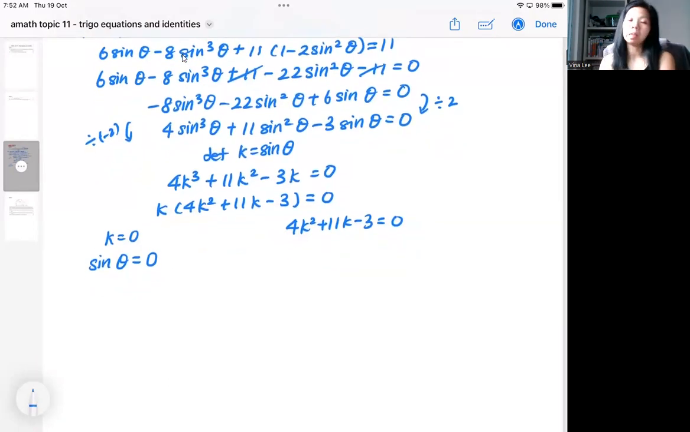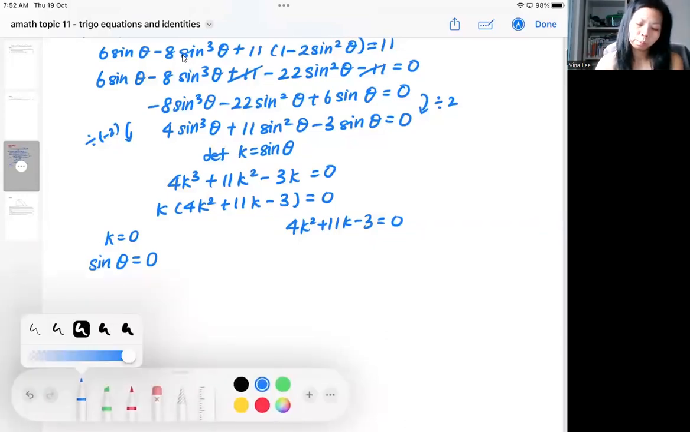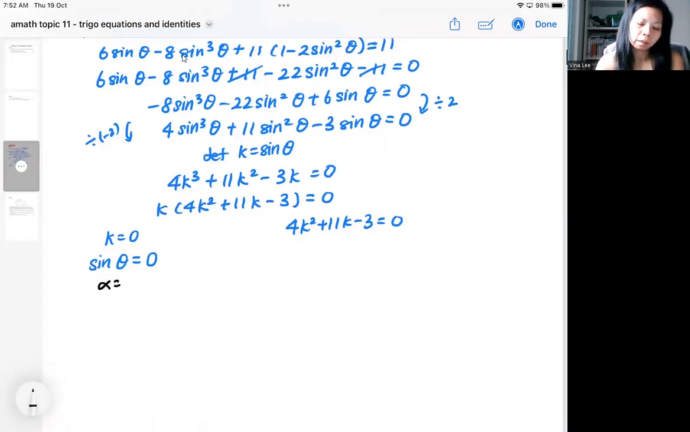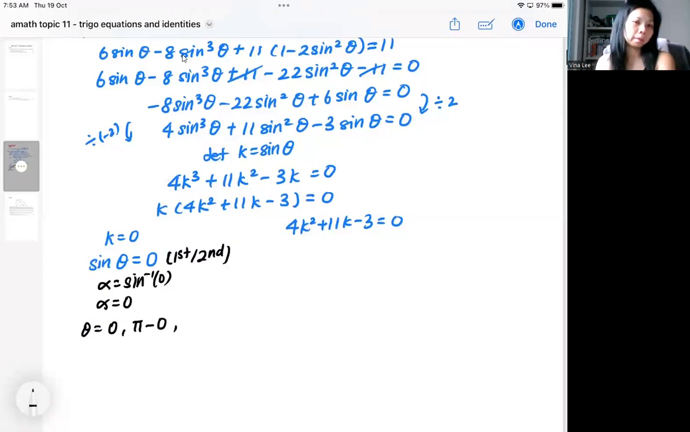Secondly, some people, when they see sine theta equal to 0, might mentally get stuck. So you proceed as per normal. You will find that you are given a basic angle of 0. Take it as sine positive, so you will get the first and second quadrant. So you execute your typical 4 steps. My typical 4 steps will have given me 0, pi minus 0. So typically I will stop here already.